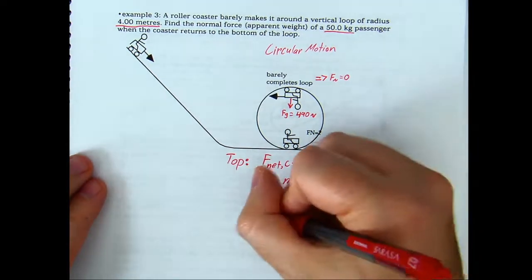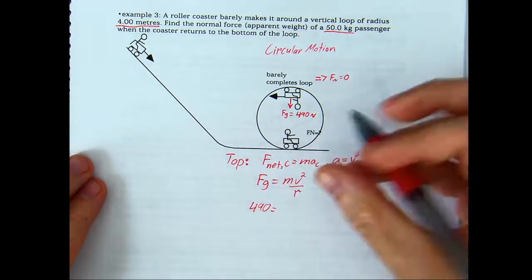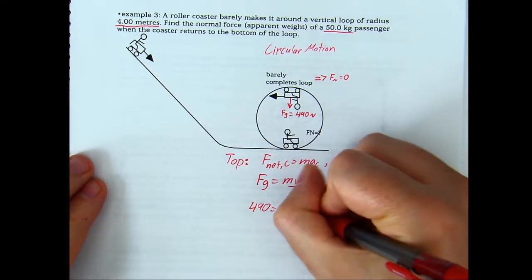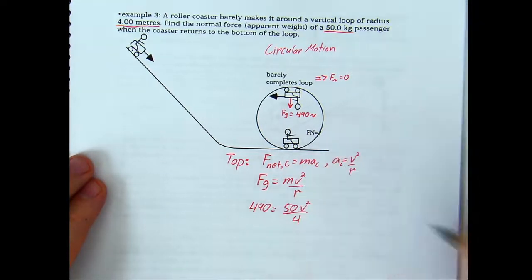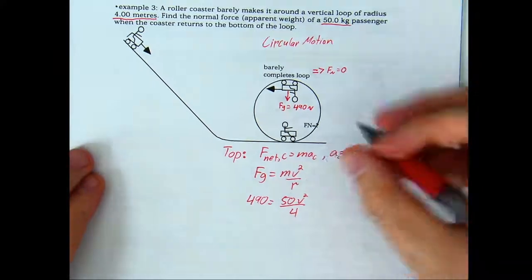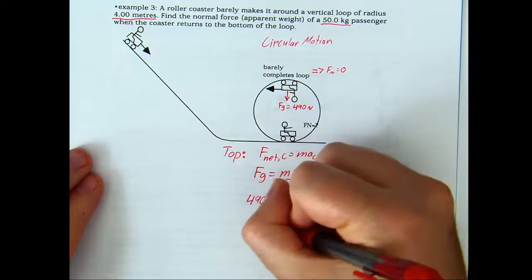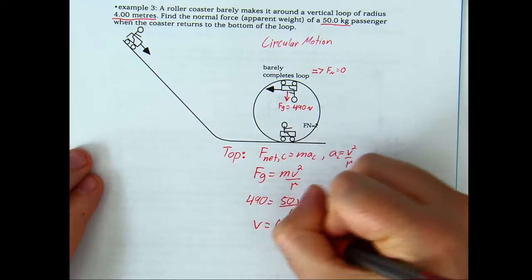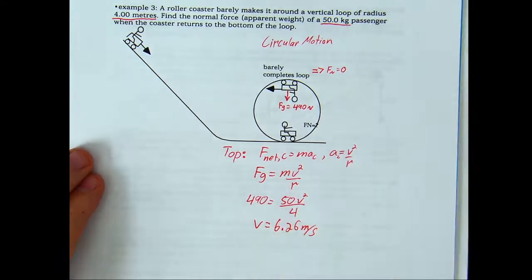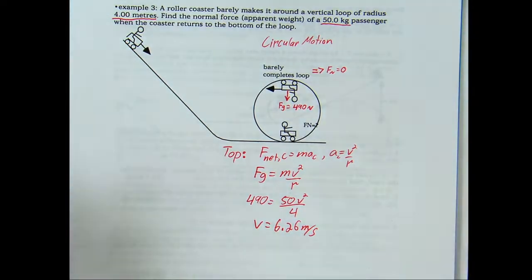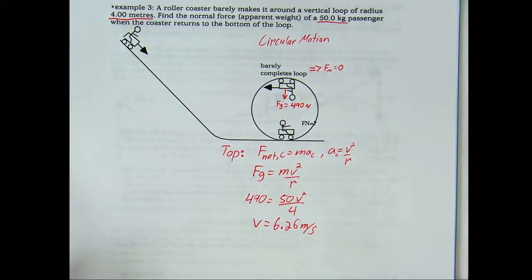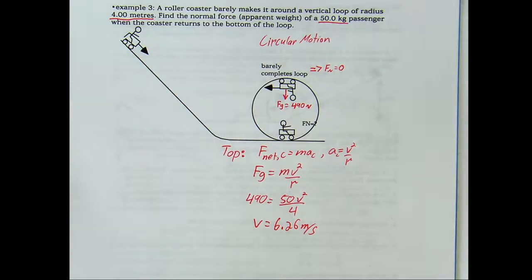So I'm going to get 490 equals our mass, which is 50, times V squared over 4. And we're going to use this to figure out that the velocity equals 6.26 meters per second. That's neat. Doesn't do much for us at this point, but using the information that we've got, this is one of the things that we can do.